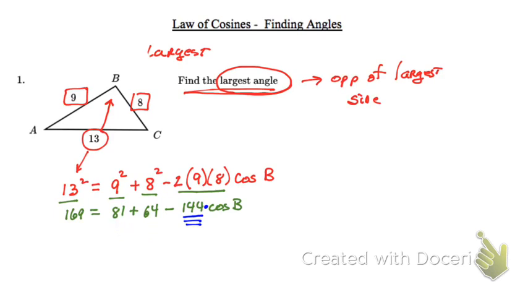Since the 81 and the 64 do not have a cosine of B attached to them, we can add those two together. And what do we get? We get 145. Now it's going to be tempting right here. And listen close. It's going to be tempting right here to subtract 145 minus 144 and get 1. But you can't do that. Cannot do that. Don't ever subtract those two. Okay? Why not? Because that's not 144 back there. It's 144 times the cosine of B.